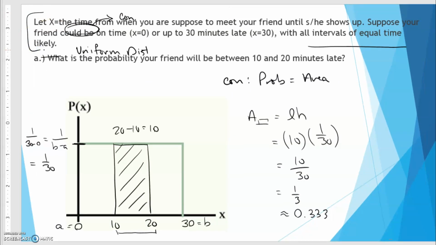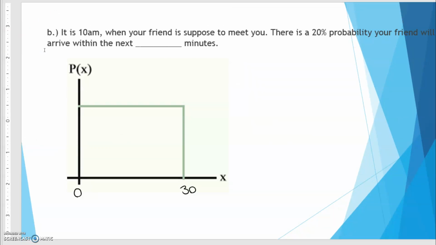Okay, so they gave us 20%. So from 10 a.m. up until some minute at a time. So all of these x values, these are talking about minutes, and that's what we're looking for, is minutes. So I'm looking for an x value somewhere down here. And it says it starts at 10 a.m. when they're supposed to be there, up until x minutes.